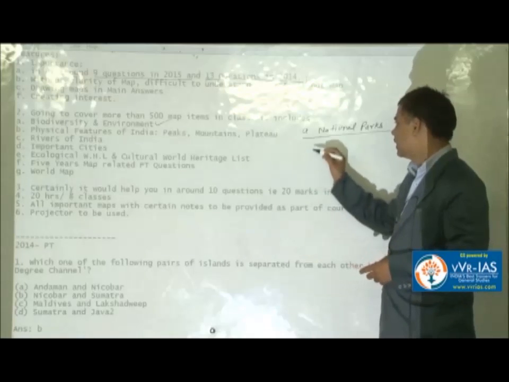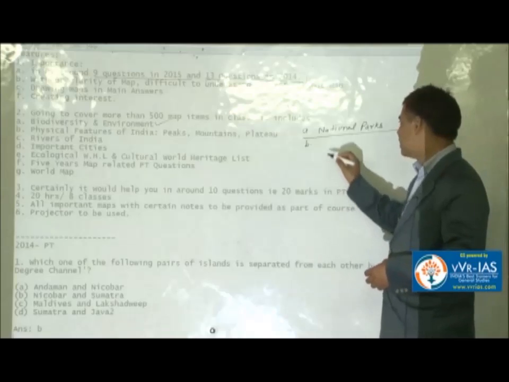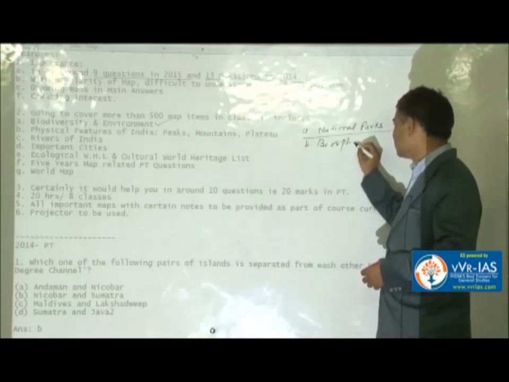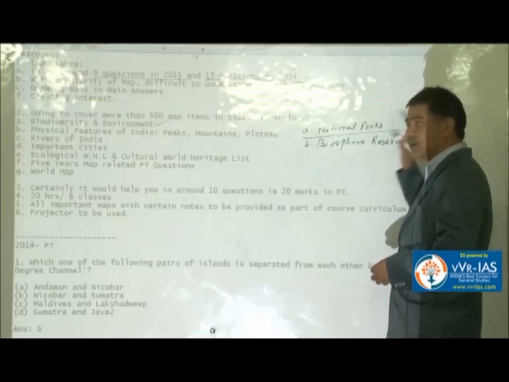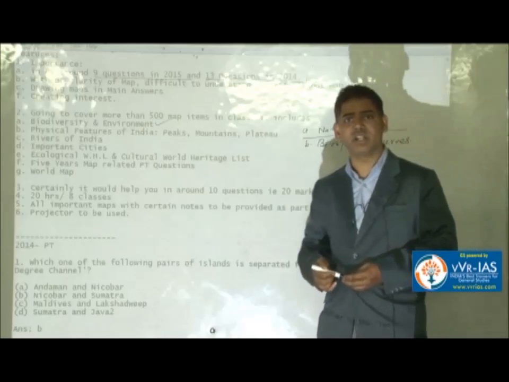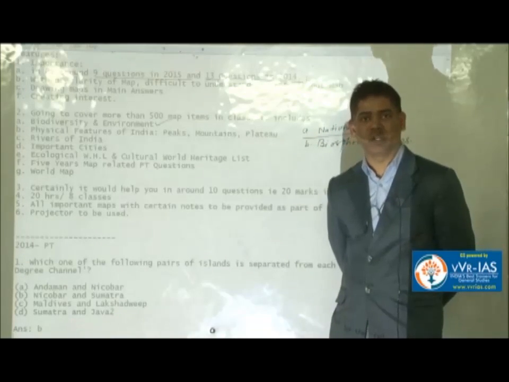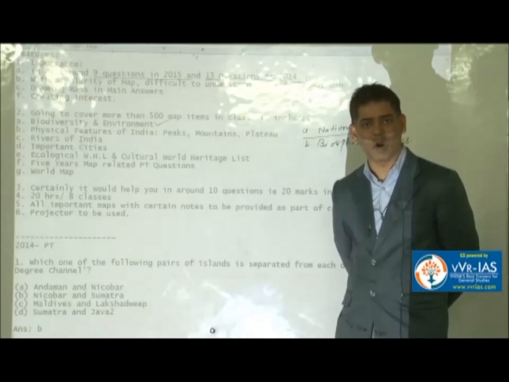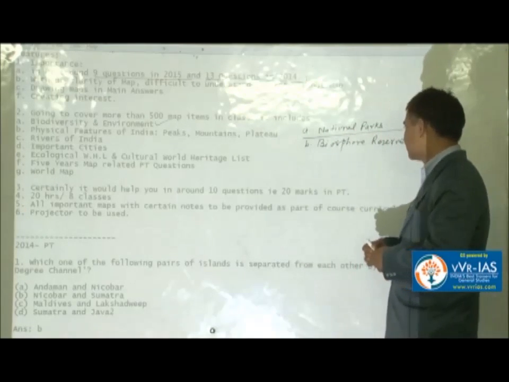In biodiversity and environment, point number B is the biosphere reserves. In India, we have around 18 biosphere reserves. We are going to locate them. We are going to tell you what the specific features of those biosphere reserves are and when they were founded, and in this way the 18 biosphere reserves would be completed.